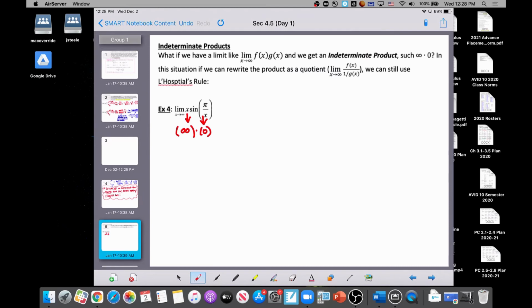So now we can say, okay, well, let's try rewriting this so that we have a quotient instead, because we need a quotient to apply L'Hopital's rule. So I still have the limit as x approaches infinity. And I'm going to leave the sine of pi over x as the function in my numerator.